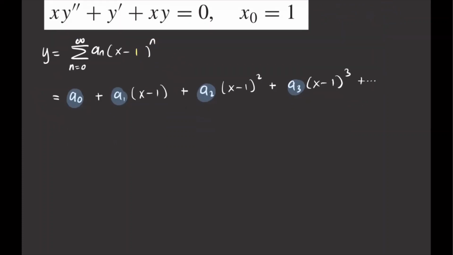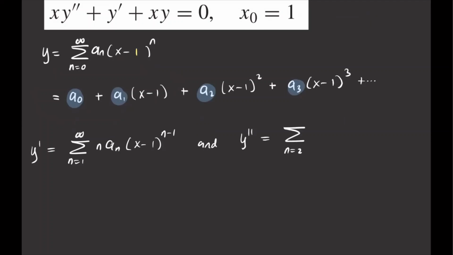So we know if that is y, then the first derivative is the sum starting from n equals 1 to infinity of n times a sub n (x minus 1) to the power n minus 1. And we know the second derivative will be the sum starting at n equals 2 to infinity of n times (n minus 1) a sub n times (x minus 1) to the power of n minus 2. Now we're going to substitute these expressions into our given differential equation, and then we'll take it from there.